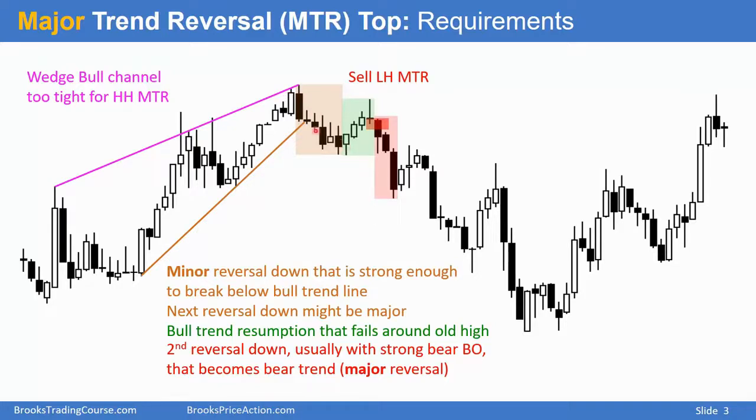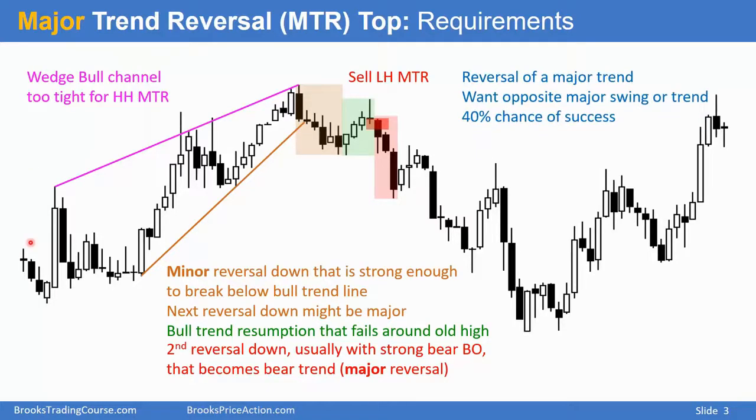Now they'll start wondering, after 6 bear bars here, are the bears getting strong enough to create a major trend reversal? In general, whenever you're taking a major trend reversal sell setup like this, there's a 40% chance you'll get a swing down, 60% chance you'll either stay sideways or the bull trend will resume up.